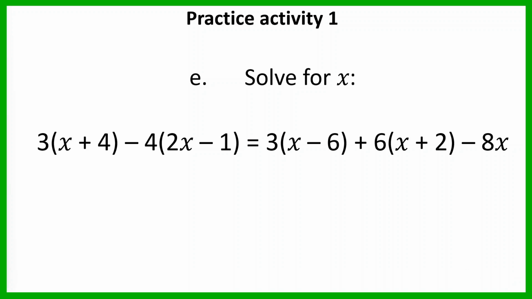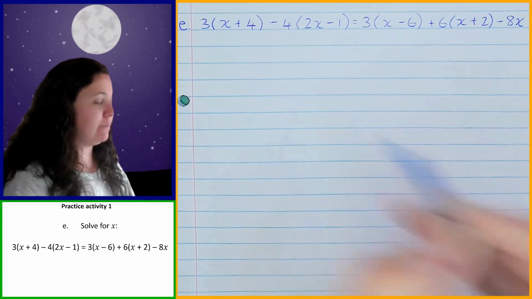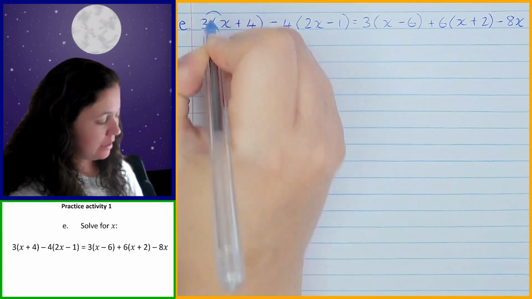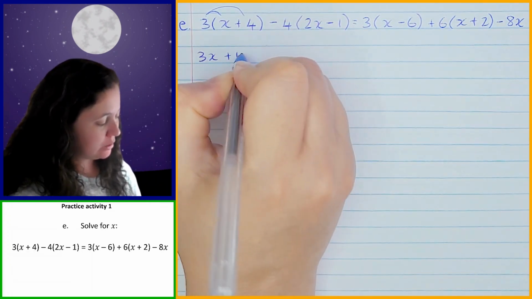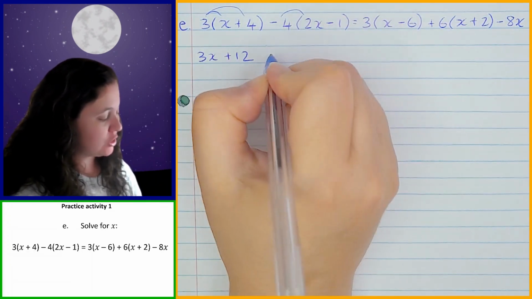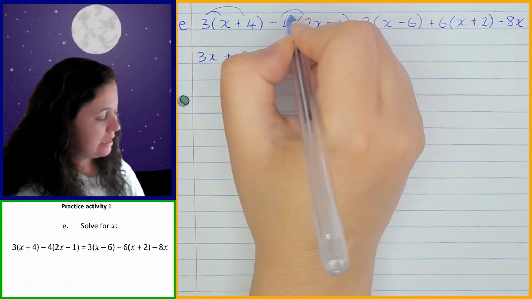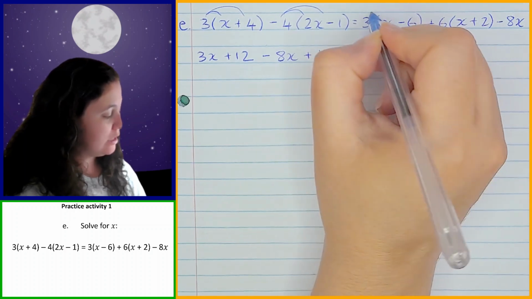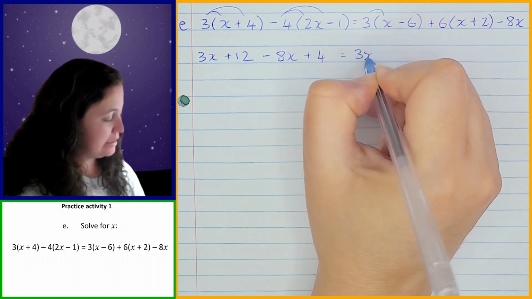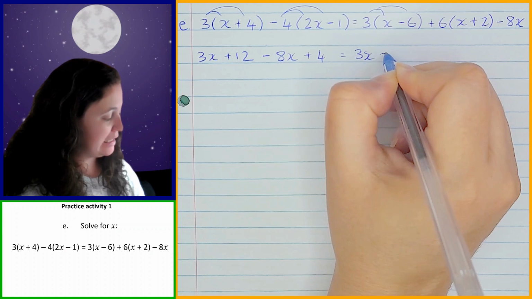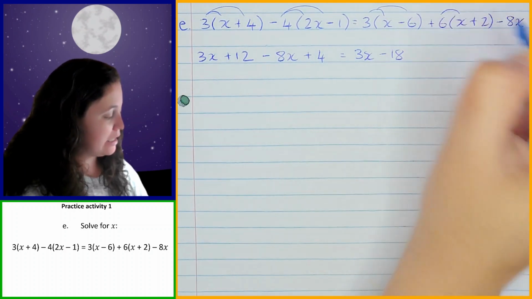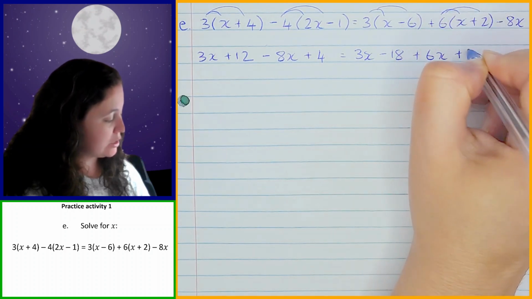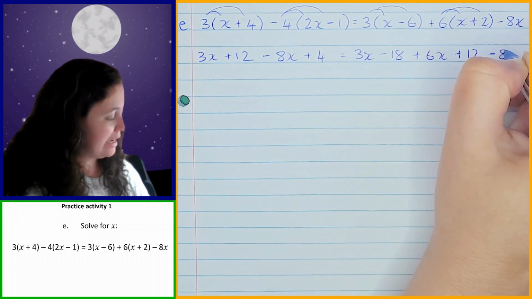Okay, so let's go through that question. So first I'm going to multiply out my brackets. So 3 times x is 3x. 3 times 4 is plus 12. Negative 4 times 2x is negative 8x. Negative 4 times negative 1 is positive 4, equals 3 times x is 3x. 3 times negative 6 is negative 18. 6 times x is positive 6x. And 6 times 2 is plus 12. And then I've got minus 8x.